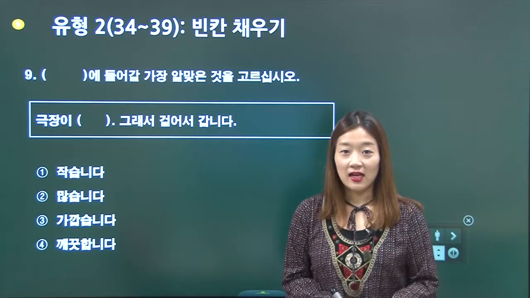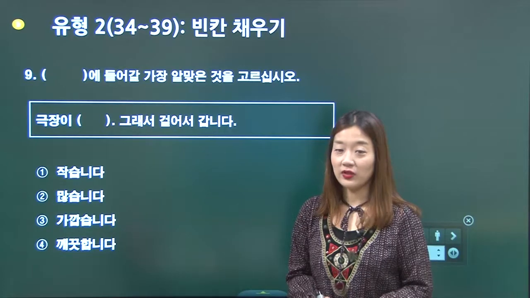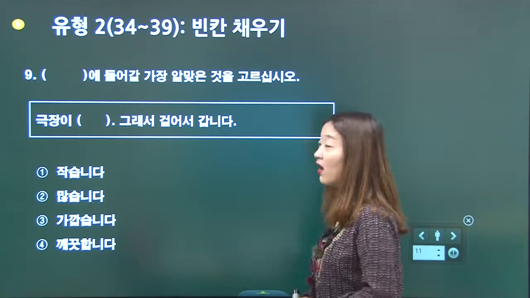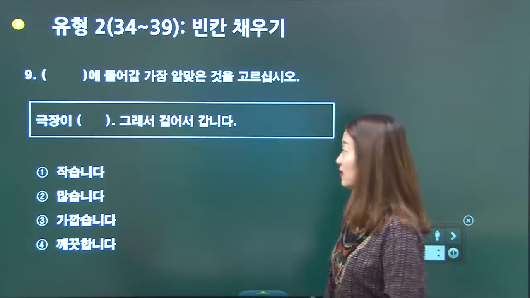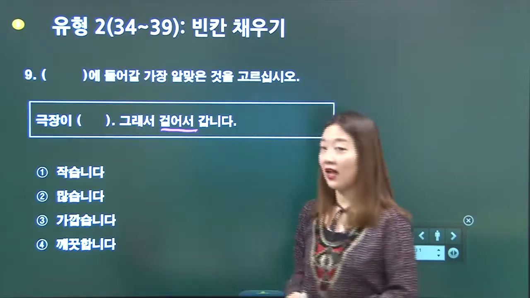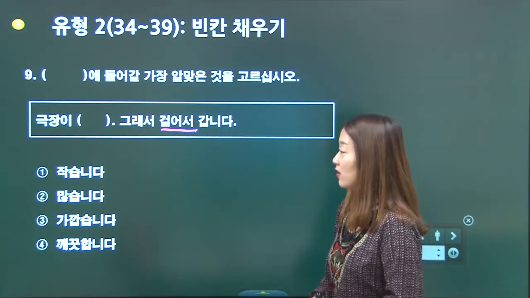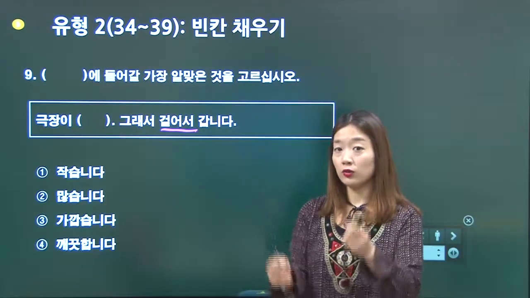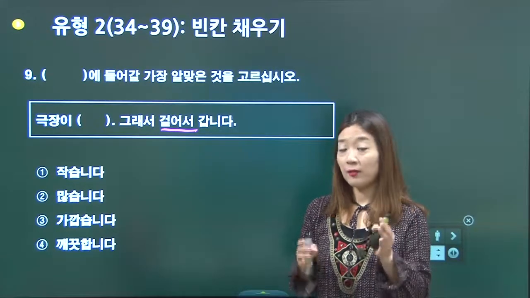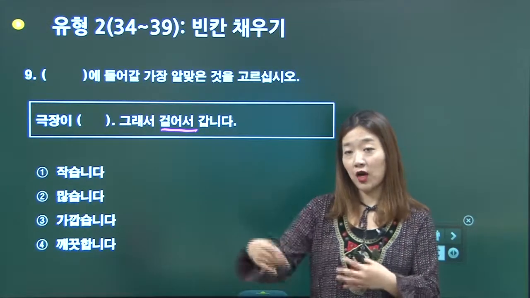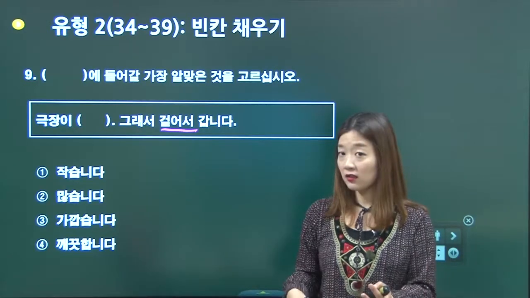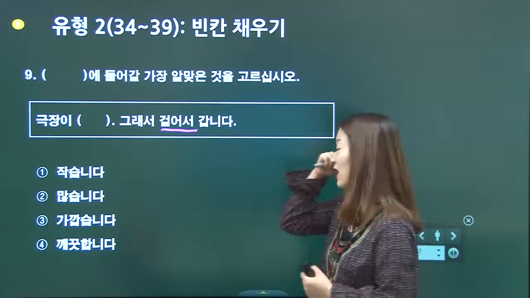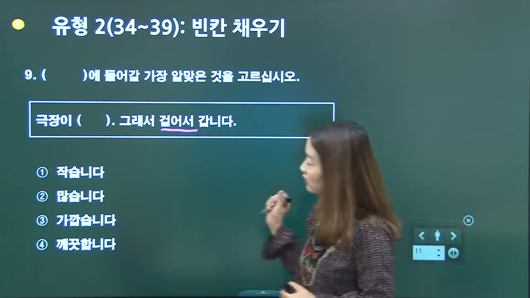Number 9, 괄호 안에 들어갈 가장 알맞은 것을 고르십시오. 극장이 땡땡땡. 그래서 걸어서 갑니다. Here's a hint. 걸어서 갑니다. So, the place where we go to by walk on foot. It means, is it far from here or close from here? Yes, that's right. It's very close from here, so we can walk, right? So we need to find out the right word for here.